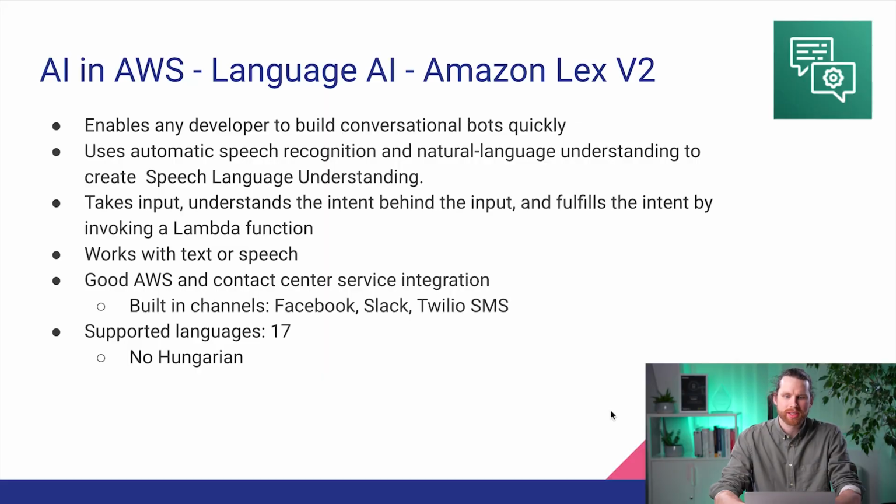All right, let's talk about Amazon Lex V2. Amazon Lex enables any developer to build conversational bots quickly. It uses automatic speech recognition and natural language understanding to create speech-language understanding. What it does basically is that it takes some input, it understands the intent that is behind the input, and it fulfills the intent by invoking a Lambda function.